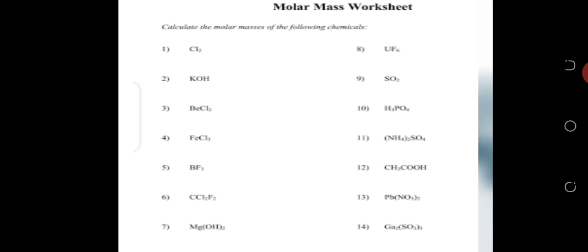Now, students, is your assignment number 4. You have to find out the molar masses, the molecular masses of the following chemicals: chlorine atom, potassium hydroxide, barium chloride, iron chloride, boron trifluoride, carbon dichloro, difluoro, dichlorodifluoromethane, magnesium hydroxide, sulfur dioxide, phosphoric acid, ammonium sulfate, acetic acid, lead nitrate, gallium silicon trioxide, sulfur trioxide.